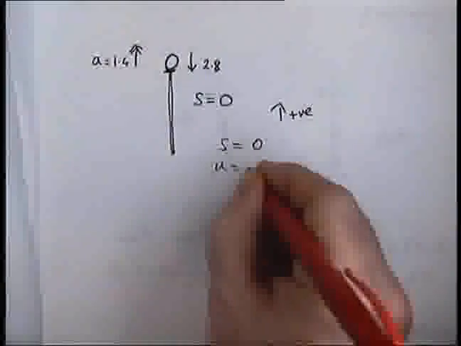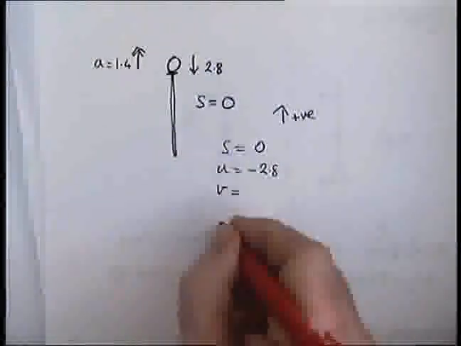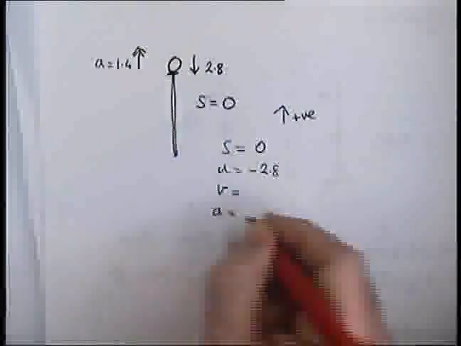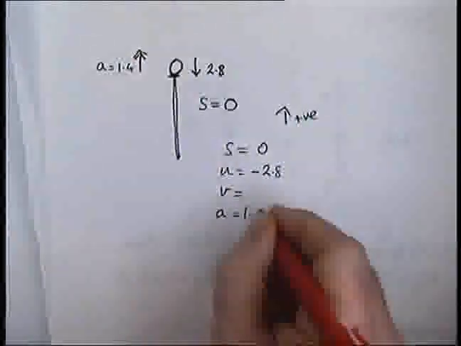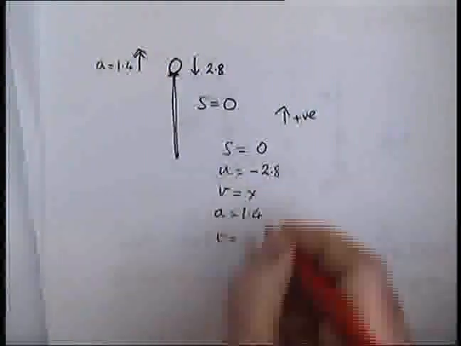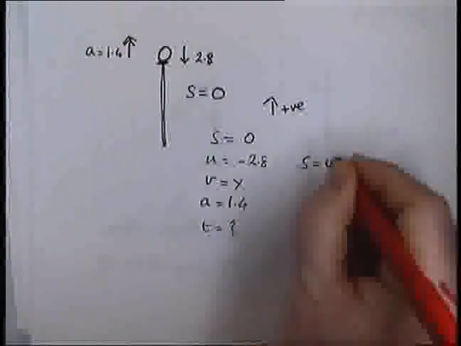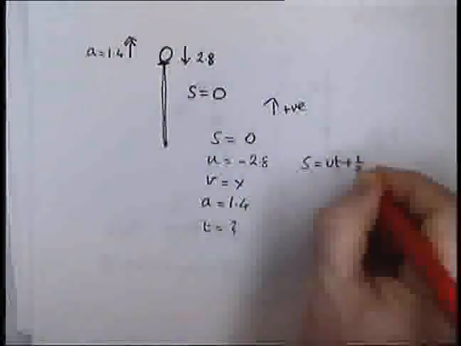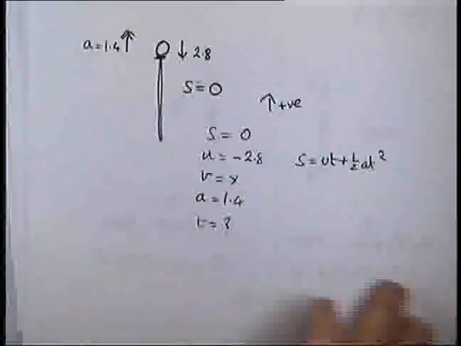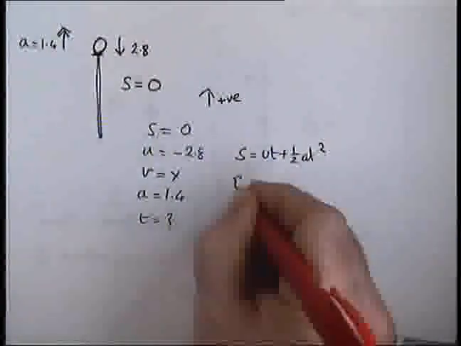U equals negative 2.8. V equals, well, we don't know, so we don't mind. A is going to be 1.4 because it's acting up, and T is what we're looking for. So we should realise that S equals ut plus a half at squared. That's the suvat equation we're going to use, and we substitute that carefully with what we know.